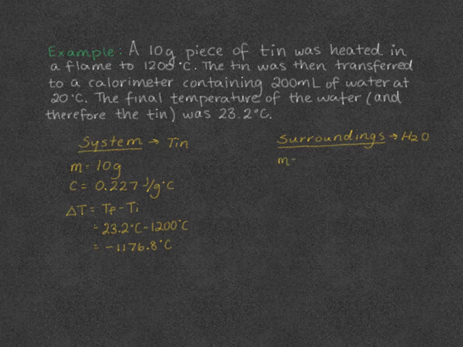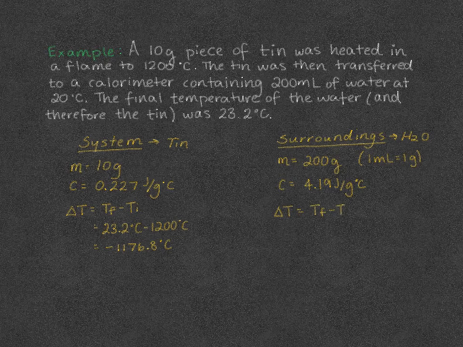We're going to do the same thing for our surroundings. The mass of our surroundings, the water, is 200 grams, because we know that 1 milliliter of water is equal to 1 gram. The specific heat capacity of water is 4.19 joules per gram degrees Celsius. And the change in temperature of our water, again T_F minus T_I, is 23.2 minus 20. So we have an increase of 3.2 degrees Celsius. If we look at these two numbers, we see a big change in temperature for tin, smaller for water. But we're going to see that the two are actually equal but opposite.